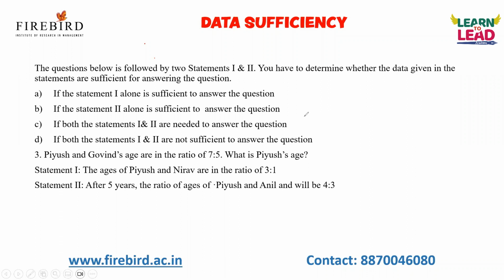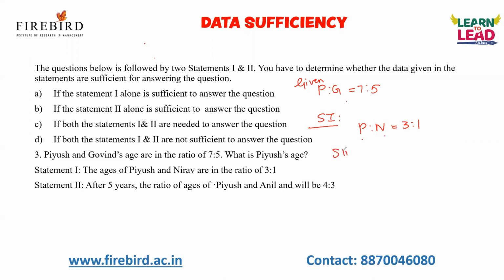Piyush and Govind's ages are in the ratio of 7:5. What is Piyush's age? That is the given. From statement 1, the ages of Piyush and Meera are given as 3:1. There comes another unknown person, Meera. If there are 3 unknown persons, you should have 3 equations, but I have only 2 equations. So by combining the given statement and statement 1, you cannot answer the question.